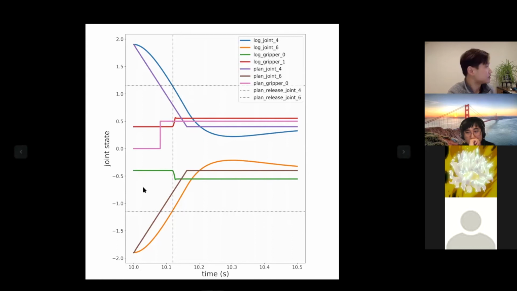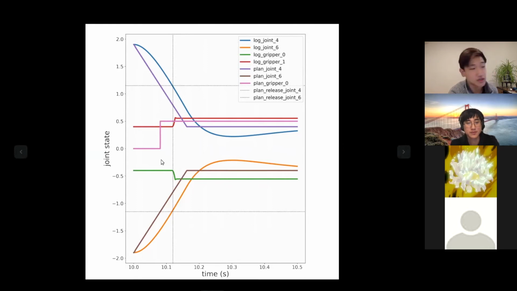Our plans assume that we could instantaneously make the joints start moving, which actually isn't really possible. Based on these profiles for the blue and orange lines here, we can see that in simulation and in reality, the robot joints will actually slowly accelerate up to the target velocity. And we see this ramp up period right here and right here.